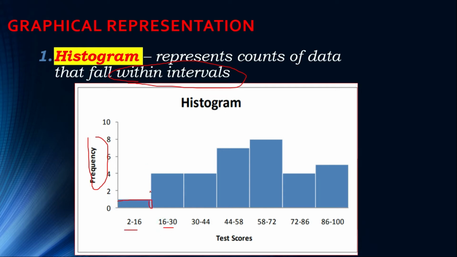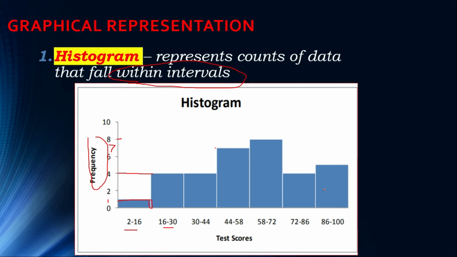Ayan, kakadikit. So, yung 2 to 16, meron tayo ditong 1 na frequency. 1 lang yan. At yung 16 to 30 na class interval, meron tayong 4 na frequency. At yung 30 to 44, meron din tayong 4 na frequency. At yung 44 to 58 na class interval, since gitna siya ng 8 and 6, automatic it's 7. Ayan, 7 yung kanyang frequency. At yung 58 to 72, tapat siya ng 8. So, 8 yung kanyang frequency. At yung 72 to 86, tapat siya ng 4 din. So, 4 yung kanyang frequency.